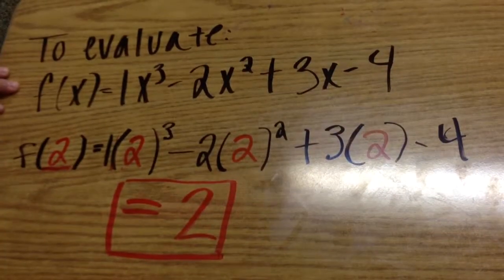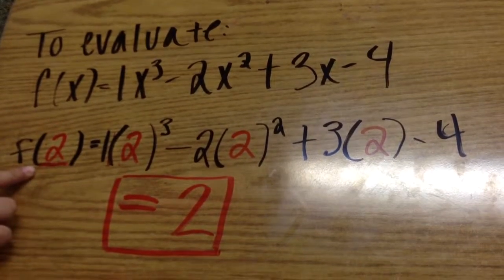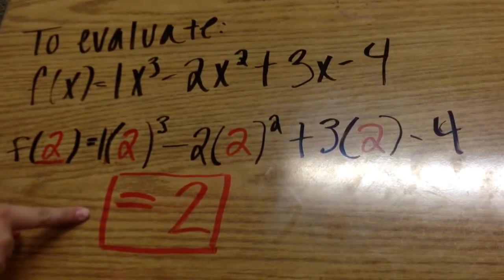Now to evaluate what you just did, you plug back in what you multiplied by, which is that 2, and then your answer should always be your remainder.